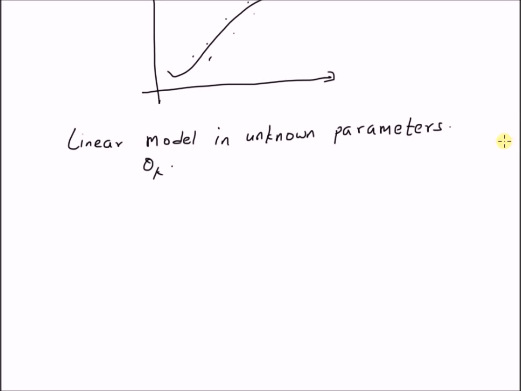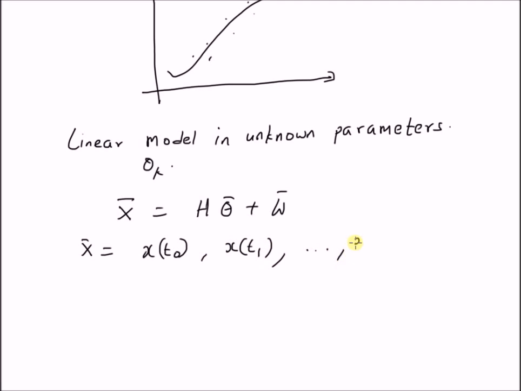So now we have to represent this model using the standard linear model defined as x bar is equal to h times theta bar plus w bar, where x bar represents the observation vector, h is the observation matrix, theta bar is the parameter vector, and w bar is the noise vector. So here x bar is obviously equal to the vector of observations x of t0, x of t1 up to x of tn minus 1.